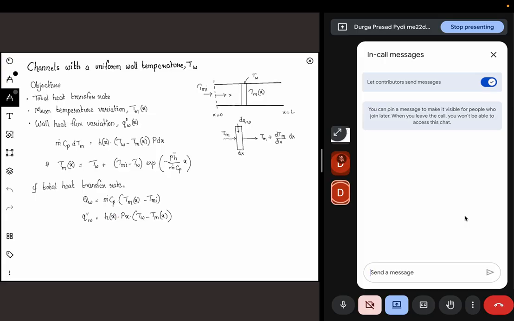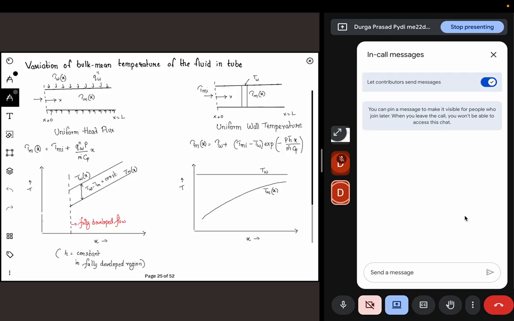So Tm at infinite distance will become Tw. When this becomes Tw, Qw prime will be equal to 0. This is what I was trying to say. As if you have an infinitely long plate, then beyond a particular point, the amount of heat transfer will keep diminishing, so there is no point in increasing the length beyond a particular point.